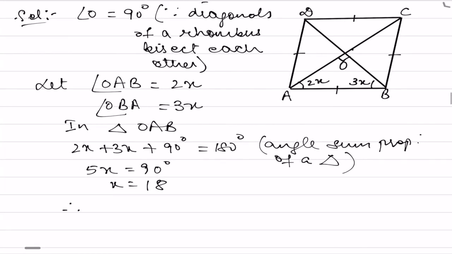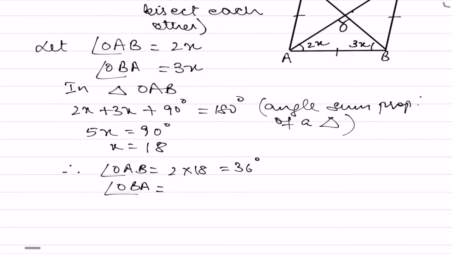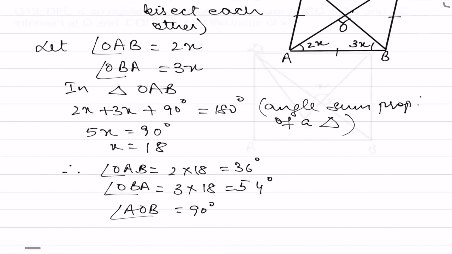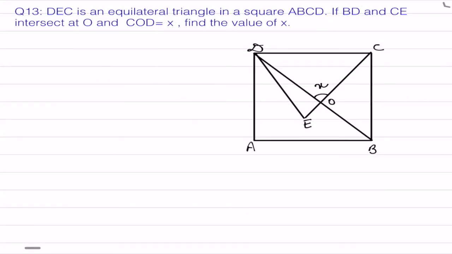Therefore, angle OAB is 2 into 18, that is 36 degrees, and angle OBA is equal to 3 into 18, that is 54 degrees, and the third angle AOB is 90 degrees. So these are the three angles of the triangle OAB. Now see question number 13.